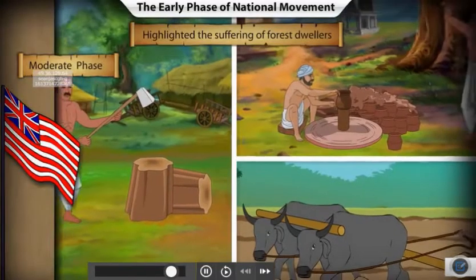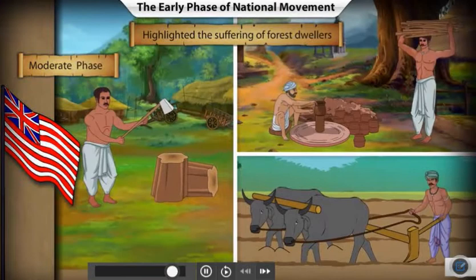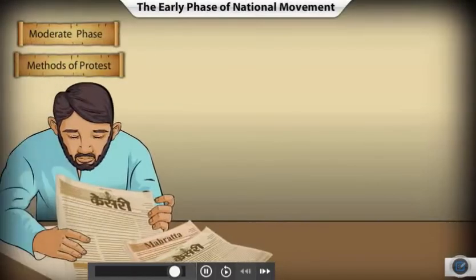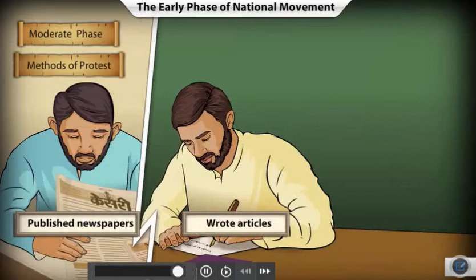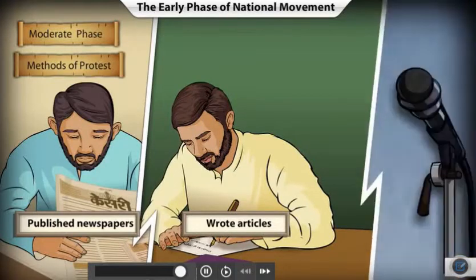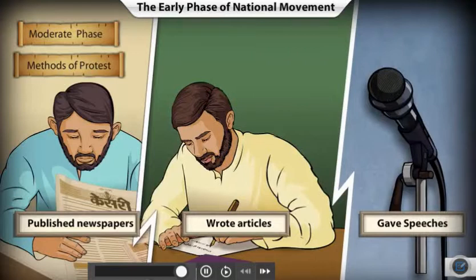They also highlighted the suffering of the forest dwellers that had been caused due to interference by the forest administration. The moderates wanted to create an awareness of the unjust British practices, so they published newspapers and wrote articles to highlight how the British rule was leading to economic ruin of the country. They criticized the British rule in their speeches.